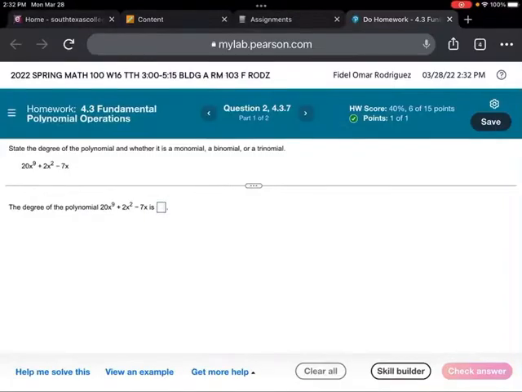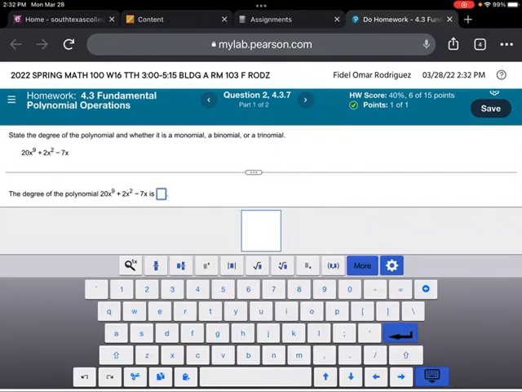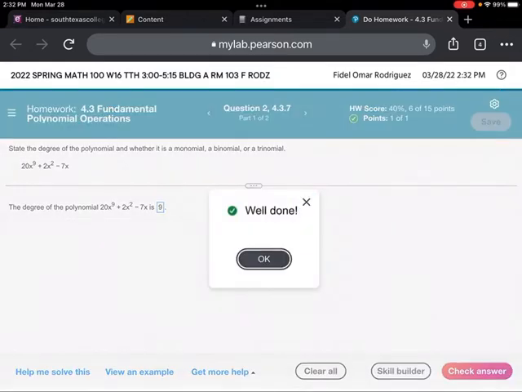Y'all, the questions we're being asked to do are number 2, 3, and 9 out of 4.3. The first question, number 2, asks what's the degree of the polynomial? Remember what the degree means. The degree is the highest exponent that I have. In this case, the highest exponent I have is 9, so I'm going to plug in a 9. And yes, we're good there.